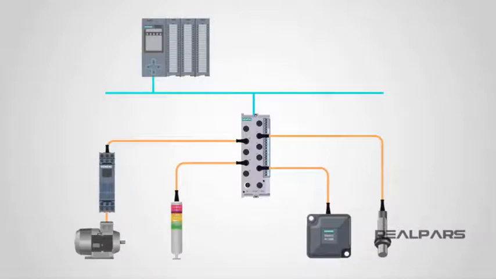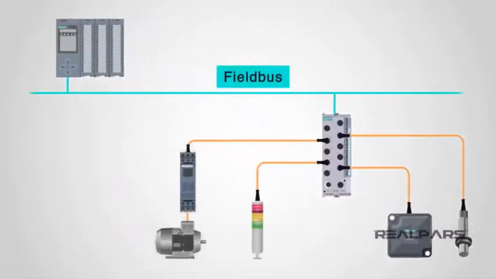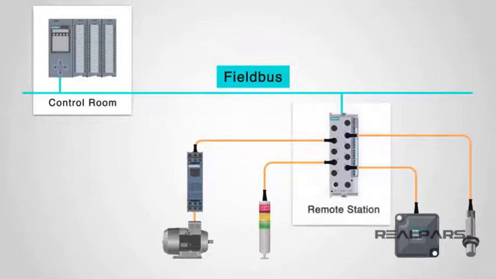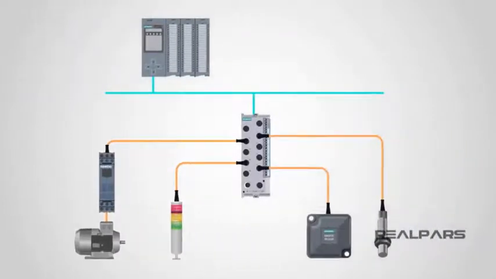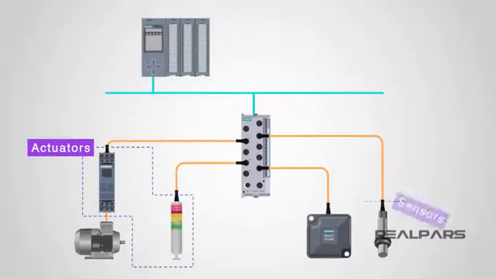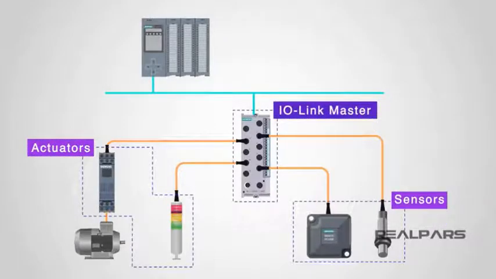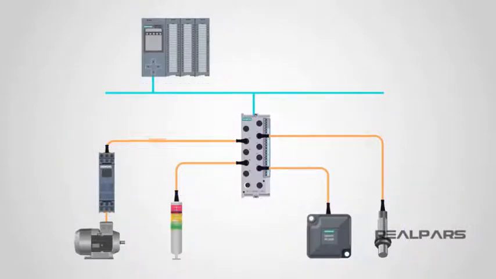Sensors and actuators are usually connected via field bus connections, allowing them to be in remote locations. With I/O link, the field devices, such as actuators or sensors, connect to a master device, which communicates to a controller, usually a PLC or programmable logic controller. The connection between the I/O link master and the field device is established via an unscreened 3-wire cable, no more than 20 meters long.